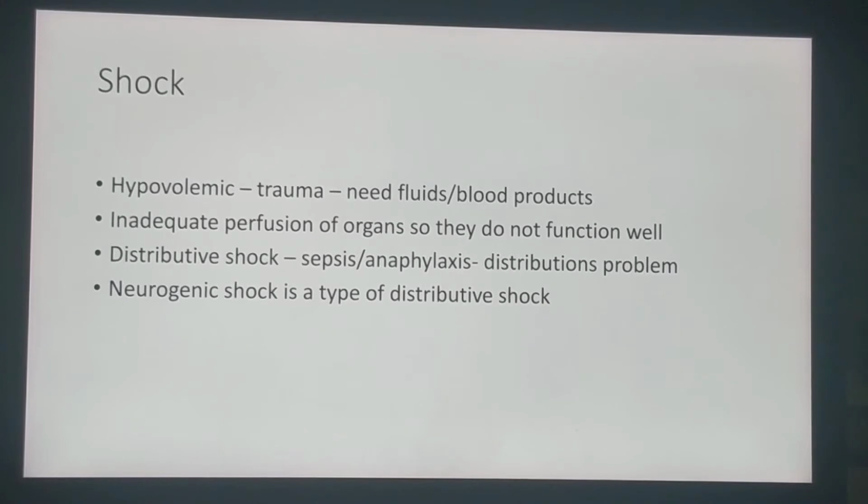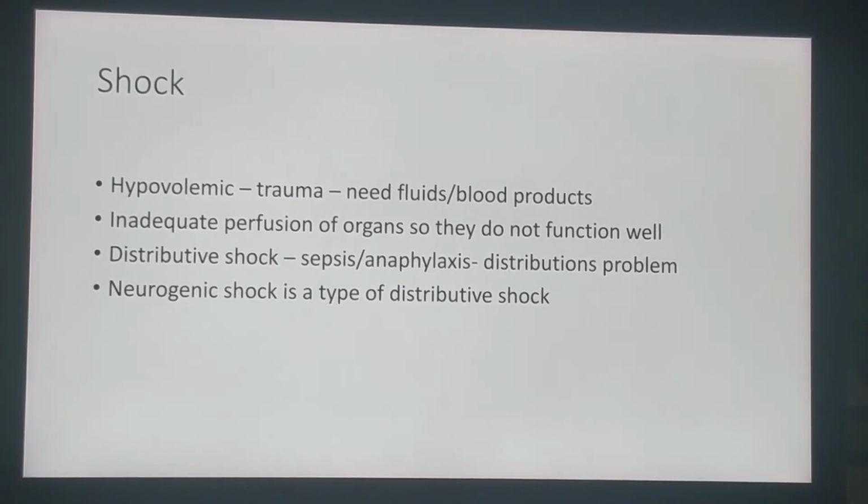Usually trauma is hypovolemic. We need volume, blood, fluids, blood products. Shock, by definition, is inadequate perfusion of organs, so they do not function well. Neurogenic shock is a type of distributive shock. What that means, it's a distribution problem.